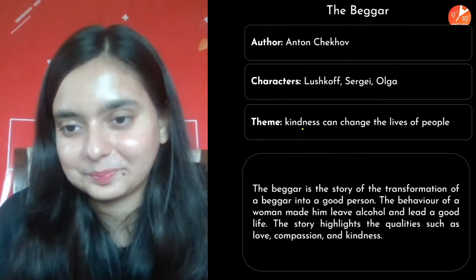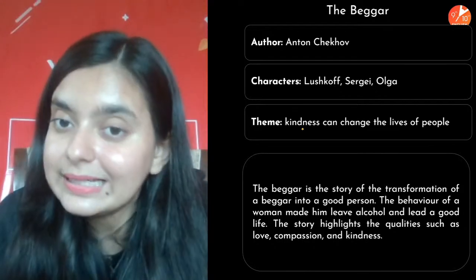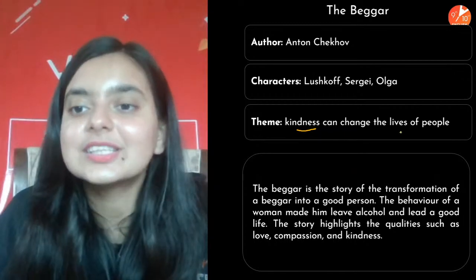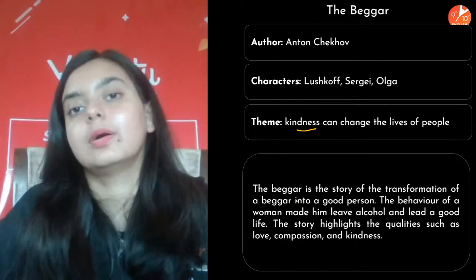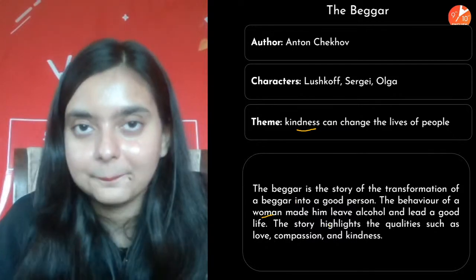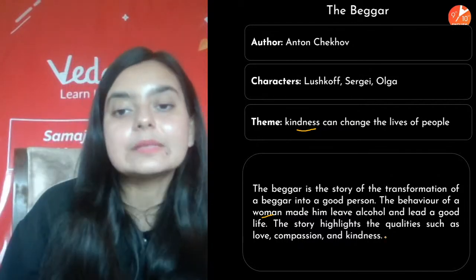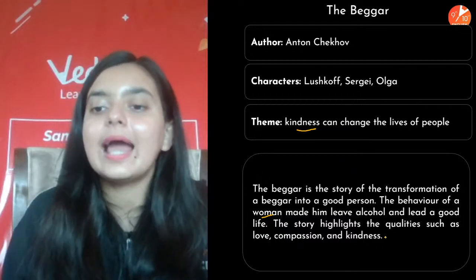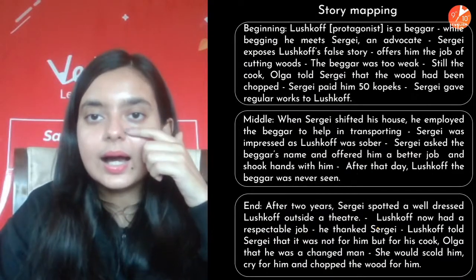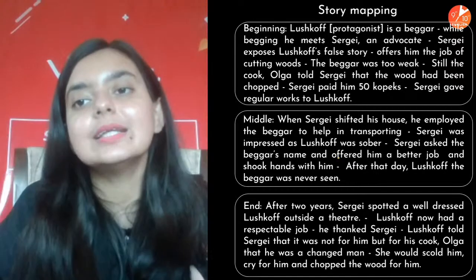Next is The Beggar. The Beggar is by Anton Chekhov. This is also one of my favorites. And what is the theme? Kindness and the right attitude can change the lives of people. It can bring about a positive transformation, right? So the behavior of this woman, Olga, made him leave alcohol. Not just that, it also helped him to become a respectable member of the society. So the story highlights qualities like love, compassion, and kindness. Here we will definitely talk about Sergey and Olga and the difference between the two characters.